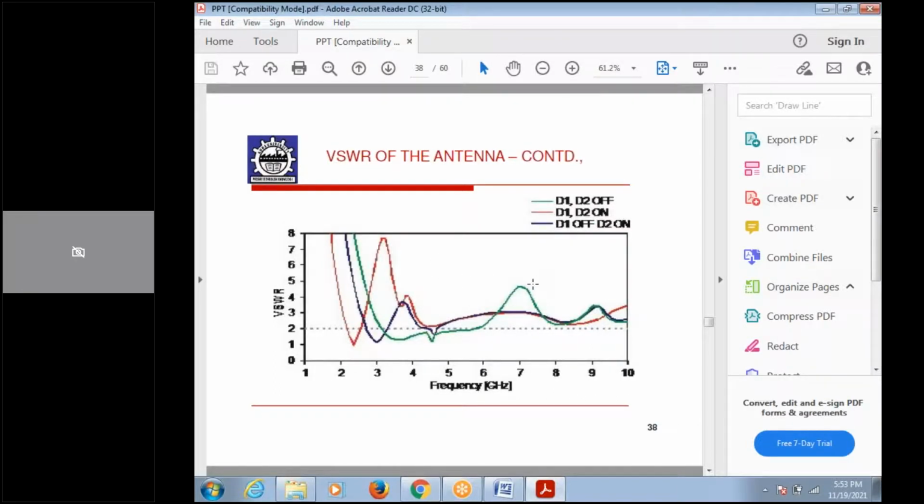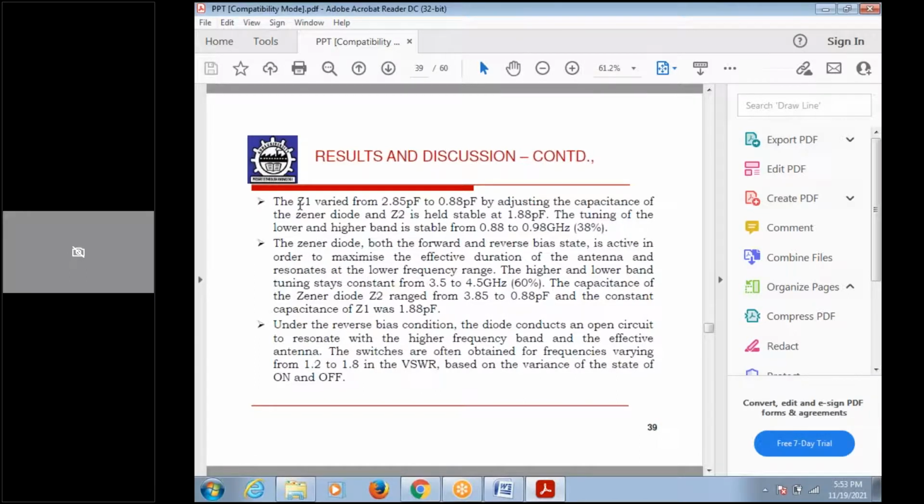These three are similar conditions. Then normally the Z1 varied. Other diode of operation, Z1 and Z2. In Z1, 2.85 adjusting capacity ranges. Stable 1.85. Similarly in Z2, it varies from 3.8 to 0.5. Adjust fixed at 1.88. We can get efficiency 38%.